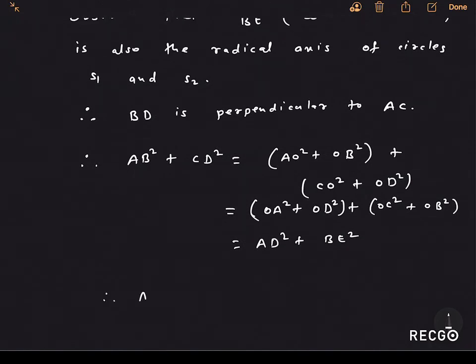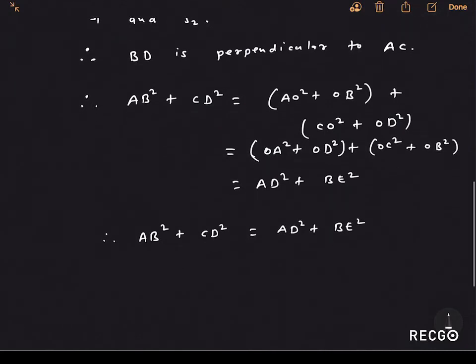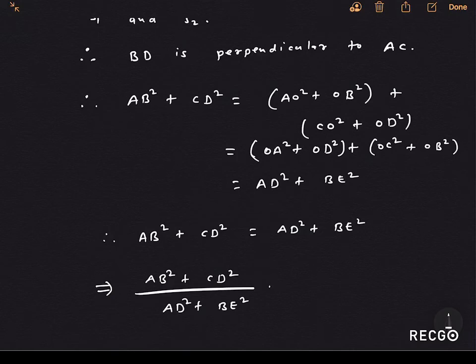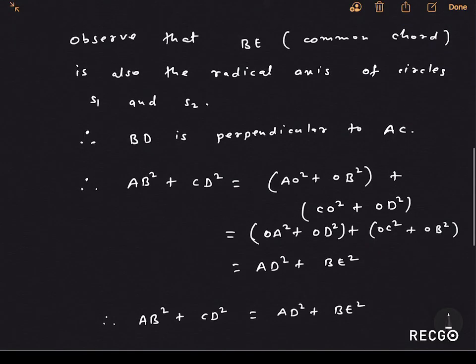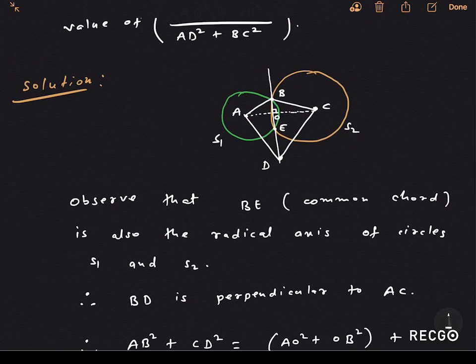By mistake, BE square is written here; it should be BC square. So AB square plus CD square is equal to AD square plus BC square. I have already recorded the video, and now I'm giving the voice only, so I should correct it. So AB square plus CD square divided by AD square plus BC square is the ratio, and the answer is 1. OC square plus OB square is not BE square, it is actually BC square. That is a typing mistake, and my apologies for that.